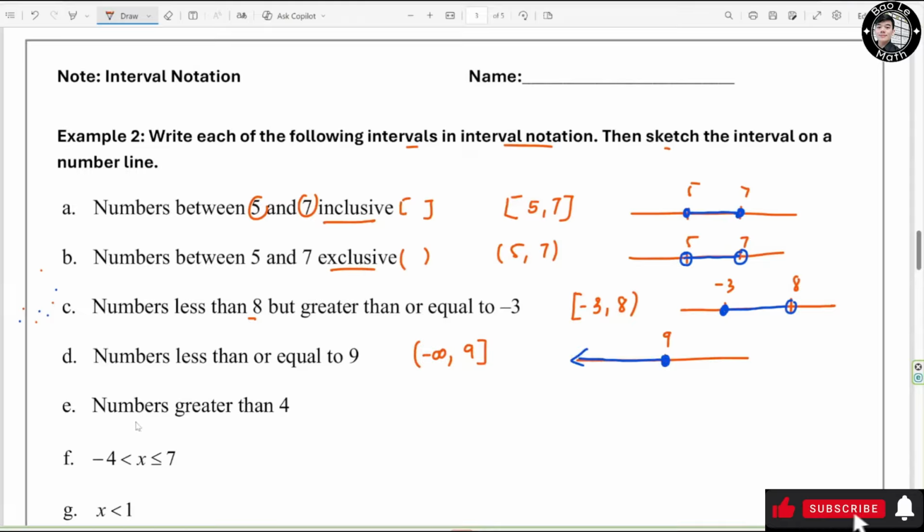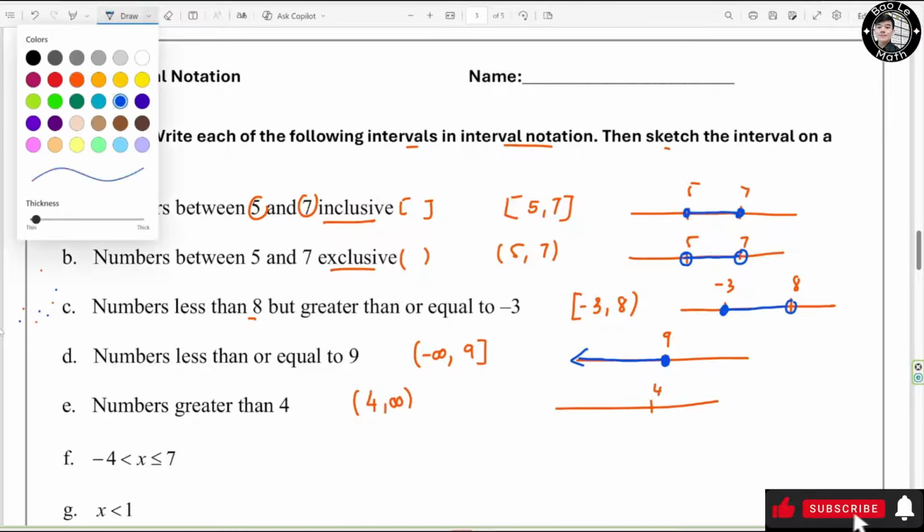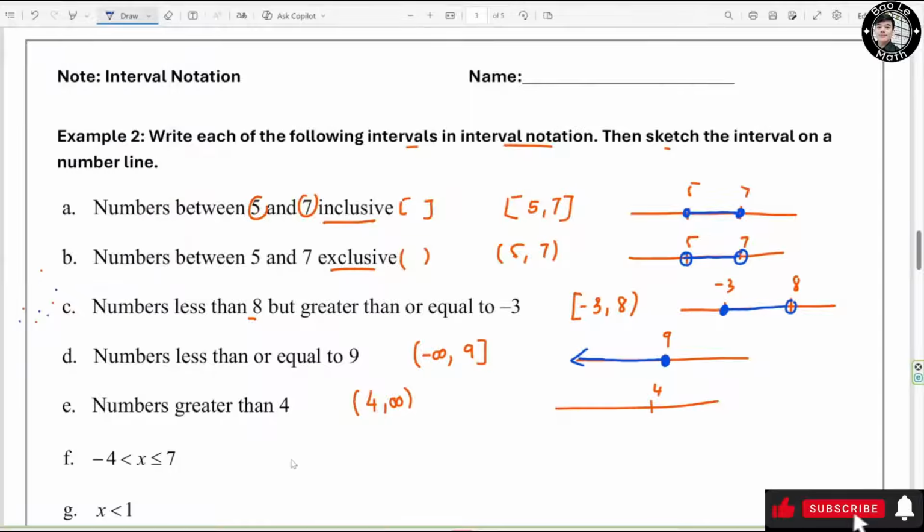Question E, numbers greater than 4, so it should be 4 to infinity. So put 4 right here. Right at 4 should be an open circle, all the way to the right.